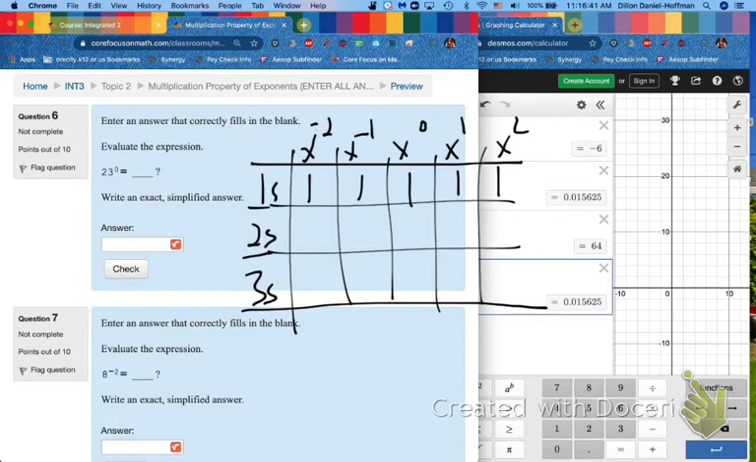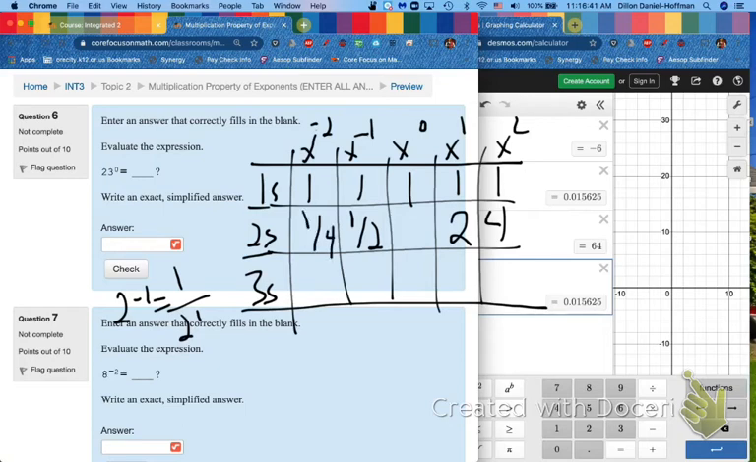Let's start easy. 2 to the first power, 2. 2 to the second power, 4. I'm going to skip the 0 power for the explanation. We just learned what 2 to the negative first power would be. 2 to the negative first is 1 over 2 to the positive first, which is 1 half. 2 to the negative 2 is going to be 1 over 4.